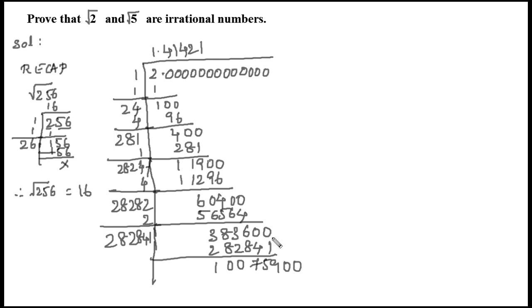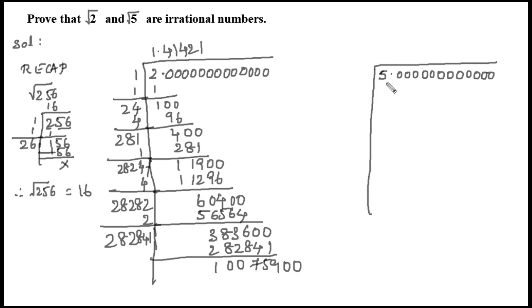So when you observe this decimal expansion, it's not terminating and in the quotient the group of digits are not repeating. So we can conclude that √2 is an irrational number. Students, let's prove √5 as an irrational number. We follow the similar steps.